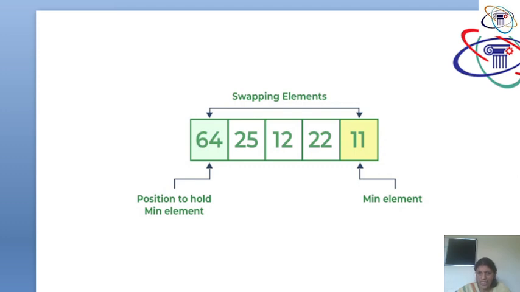It was our list, and 64 was the first element, and after traversing the whole list, we find that 11 is the minimum element. Then we will swap 64 and 11.